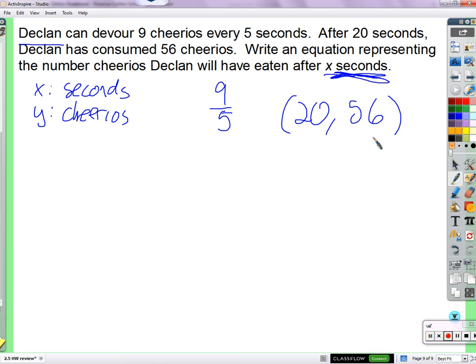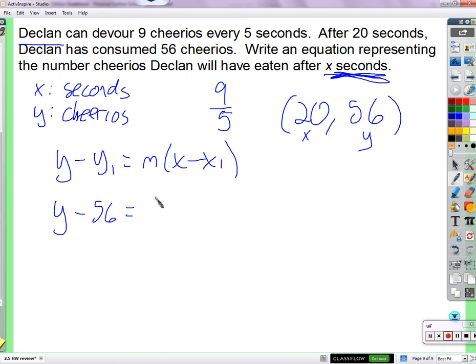Okay. 20 seconds have gone by. That's x, right? X is seconds. 56 Cheerios have been consumed. That's y. Y is Cheerios. So we bring in the point slope form. Y minus y1 equals m times x minus x1. So we have y minus what? 56, because that's the y value, right? Y minus y1, 56. The slope? 9 fifths. Times? X. Minus 20. There we go.